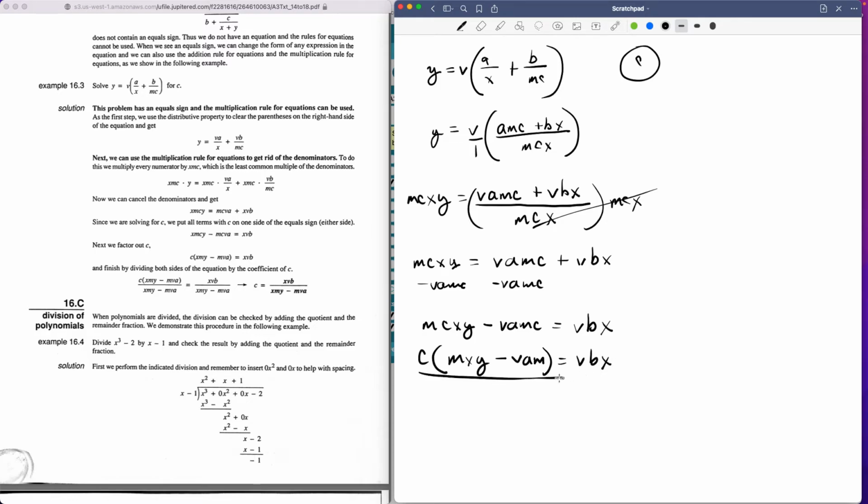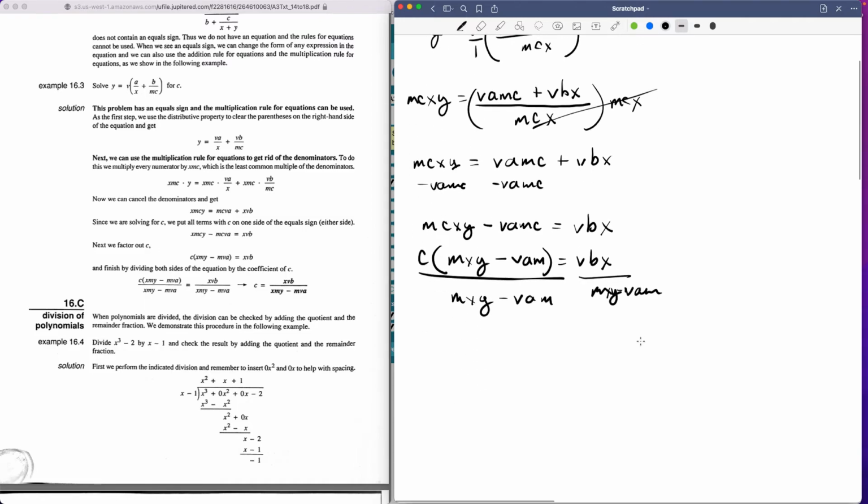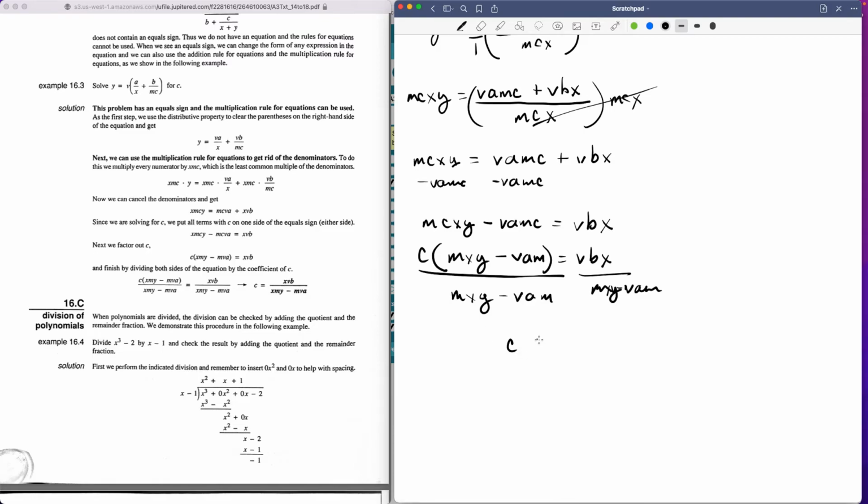Now we can divide both sides by the other factors, mxy minus vam, and our final answer is going to be c is equal to, because this cancels, vbx divided by mxy minus amv. And I guess technically if I write this in alphabetical order, it would be bvx.